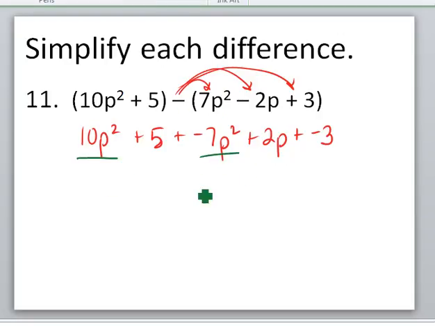10p squared and negative 7p squared is 3p squared. I have a 2p, and I have 5 and negative 3, which gives me 2.